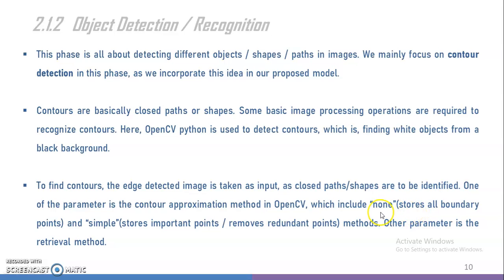It comes in two types, None and Simple, where None stores all the boundary points of the shape, and Simple stores only important points and removes redundant points. If it is a square, it will store only the 4 vertices of the square and not the whole boundary of the square. So this is very important. And the other parameter is the retrieval method, which will come in the coming slides.